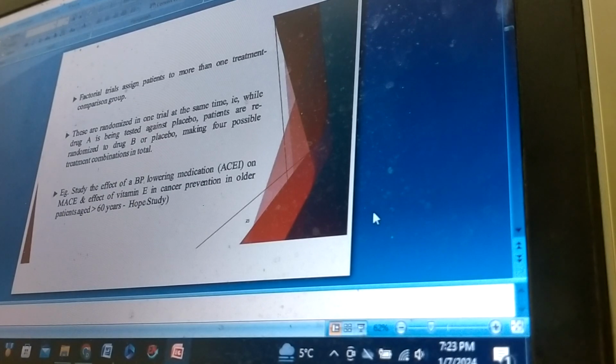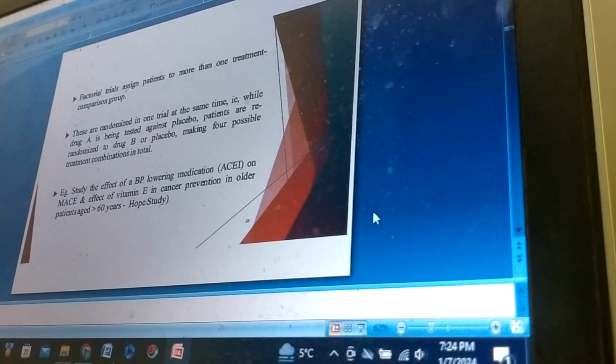Factorial study designs. Factorial trials assign patients to more than one treatment comparison group. These are randomized in one trial at the same time. While drug A is being tested against placebo, patients are re-randomized to drug B or placebo, making 4 possible treatment combinations in total. Studied the effect of BP lowering medication, ACEI, on MACE and the effect of vitamin E in cancer prevention in patients aged greater than 60 years.